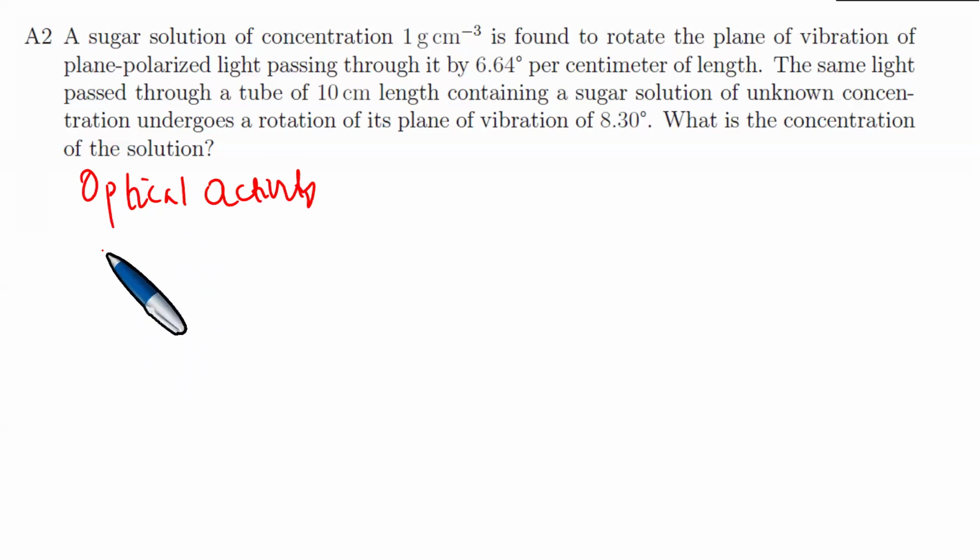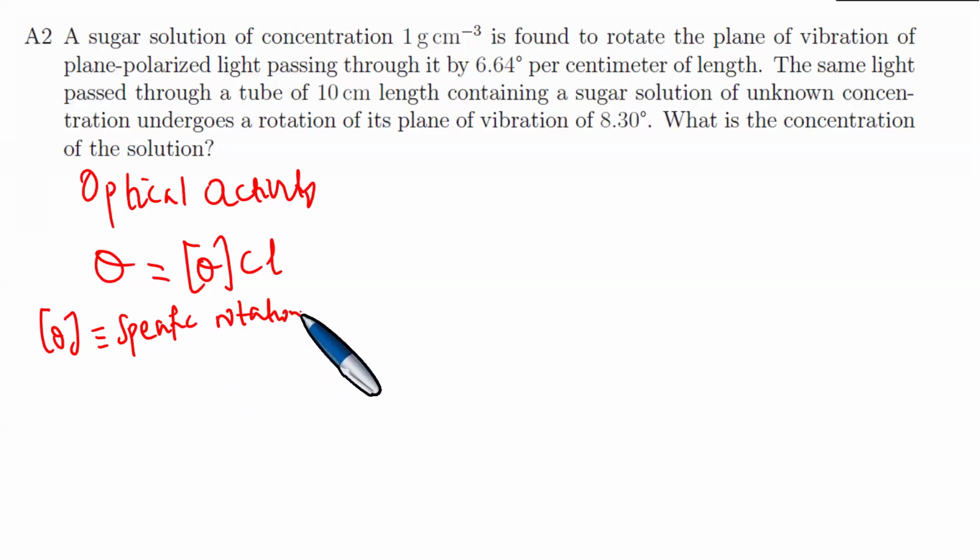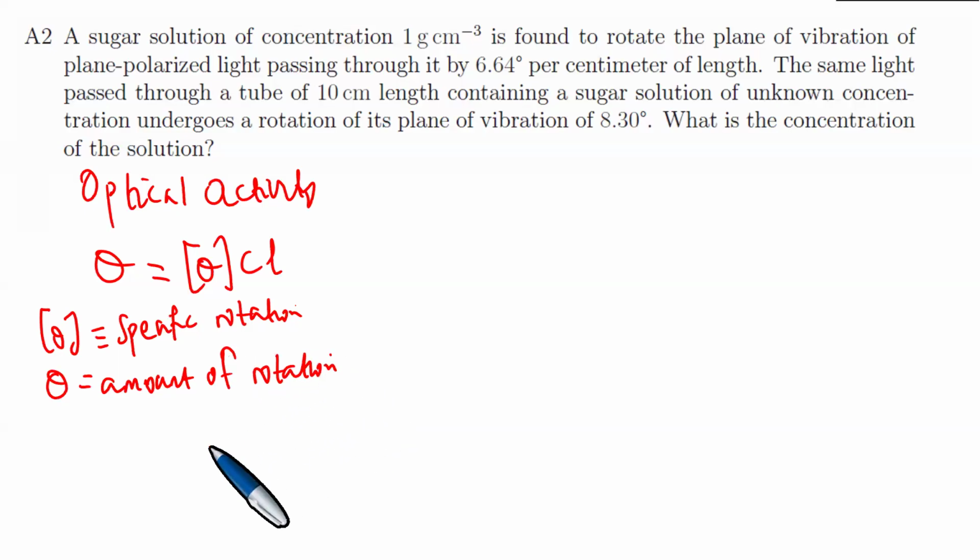So we already know that theta becomes the specific rotation times the concentration times l, that is, theta equals [theta] C l. The [theta] in square brackets is called the specific rotation, and theta is the amount of rotation.